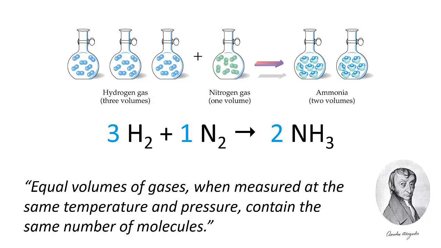And why is that? Well, down here what you see is Avogadro, who stated equal volumes of gas, when measured at the same temperature and pressure, contain the same number of molecules. And so the reason behind this is, if you'll notice, there are 7 molecules in every single flask, and so the ammonia molecule just contains more atoms.